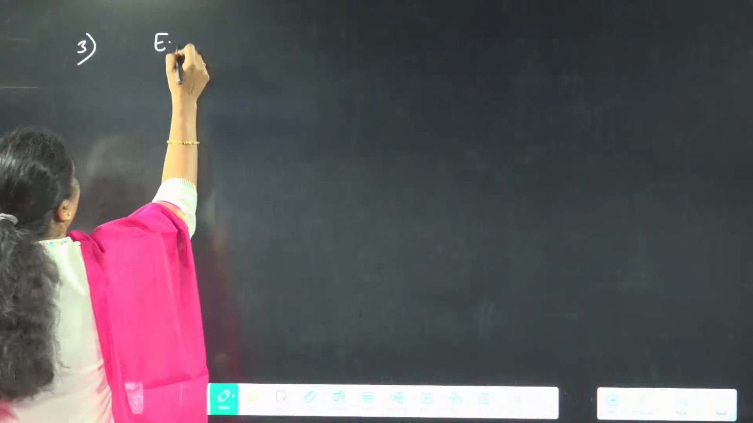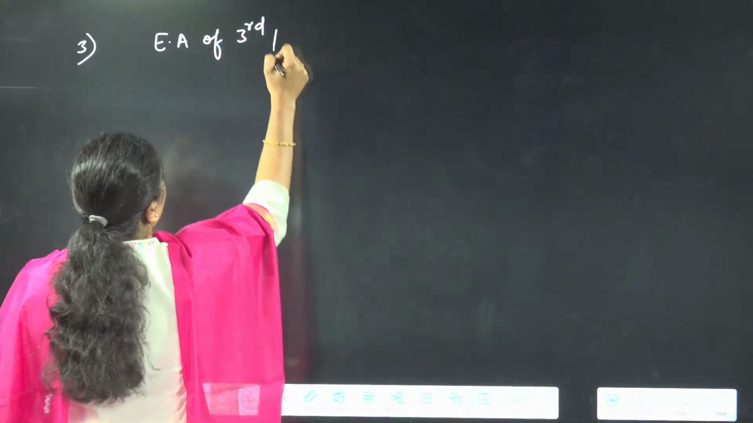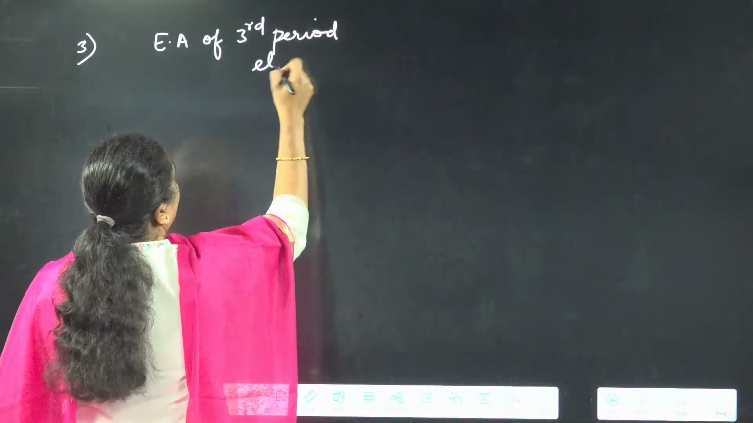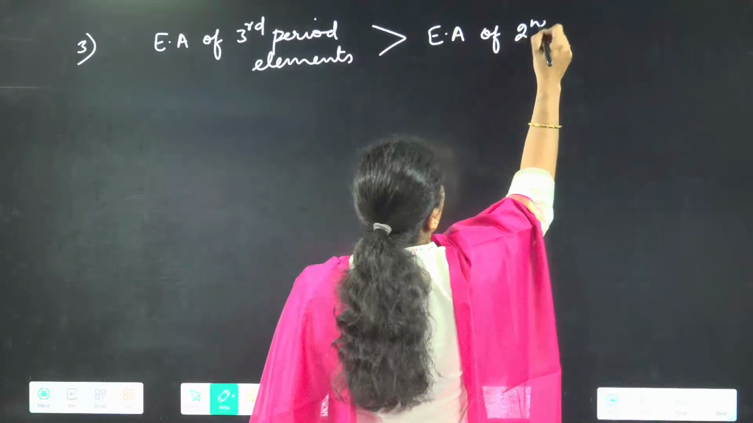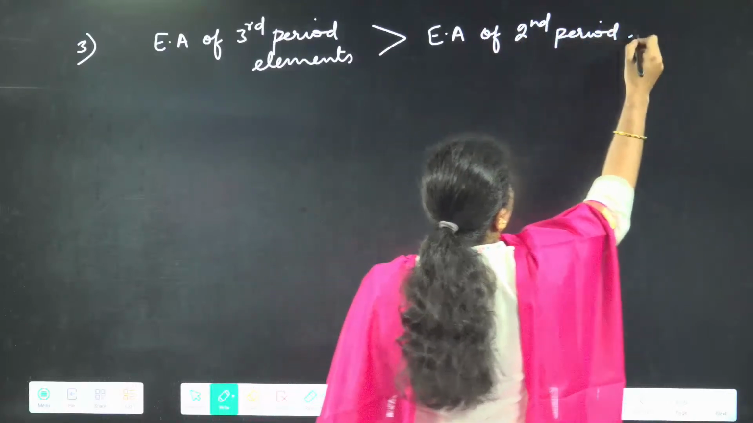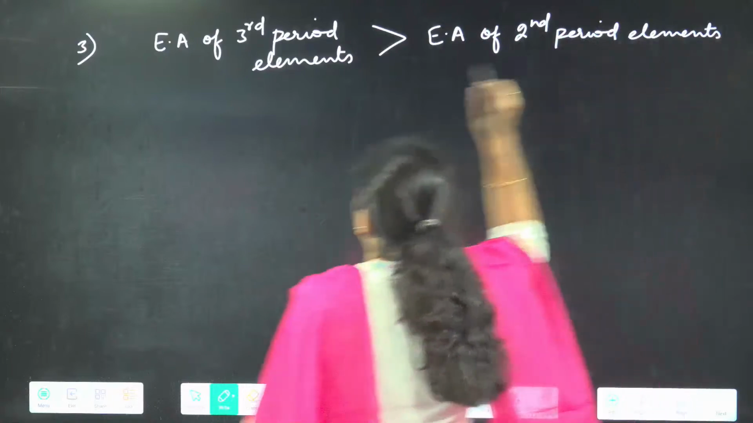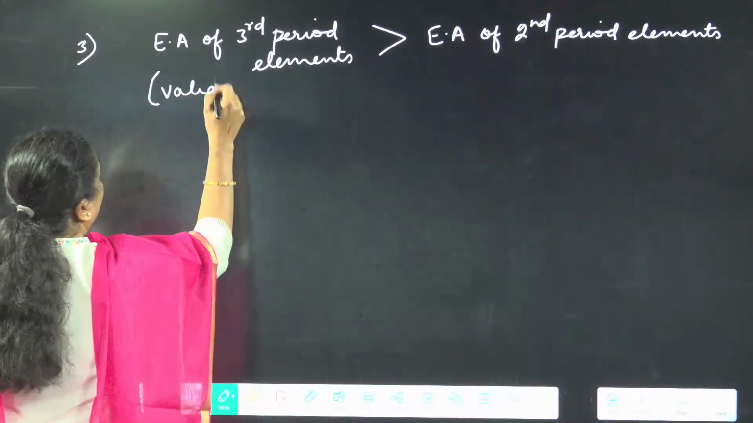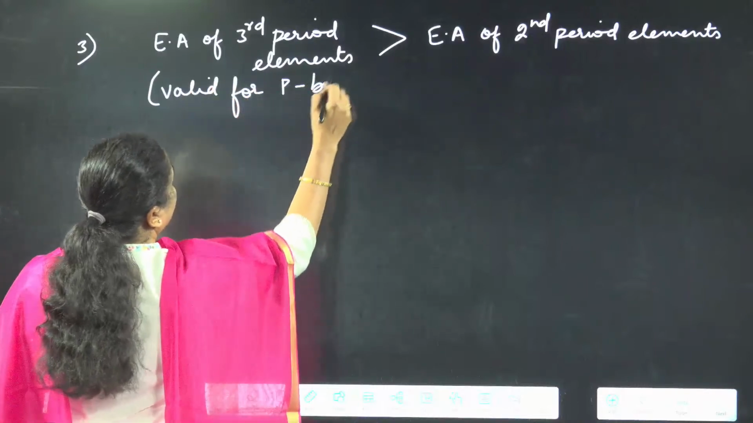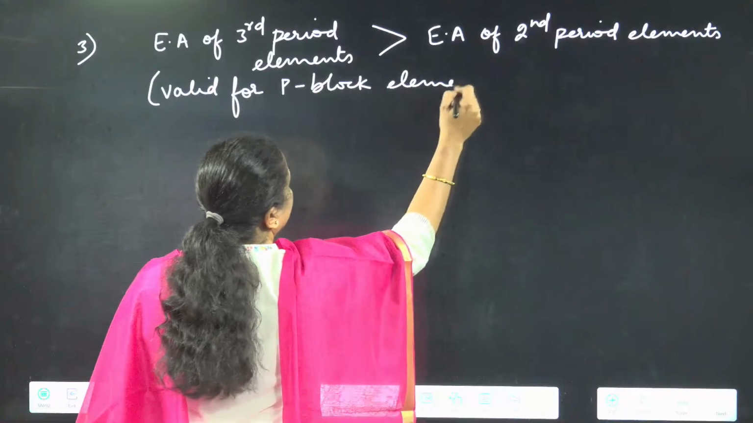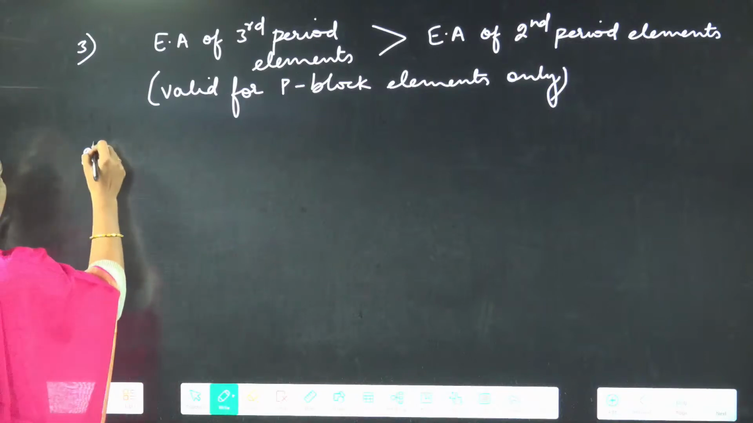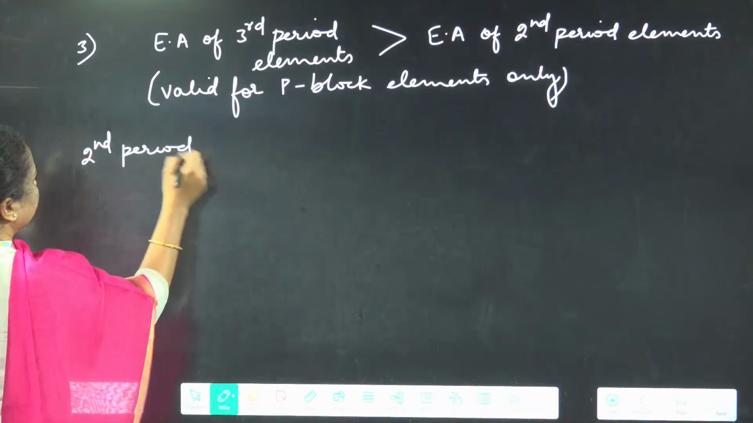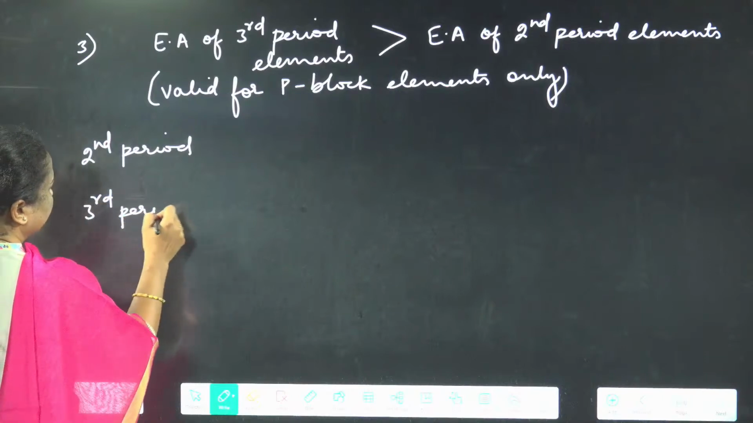Okay. Now let us write down about one more thing. Electron affinity of third period elements is greater than the electron affinity of second period elements. Now when I'm talking about this, I'm referring to this being valid for p block elements only, right? So what I've written here is the second period p block elements and third period.